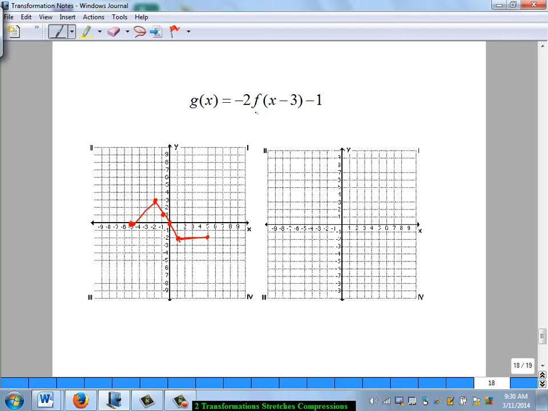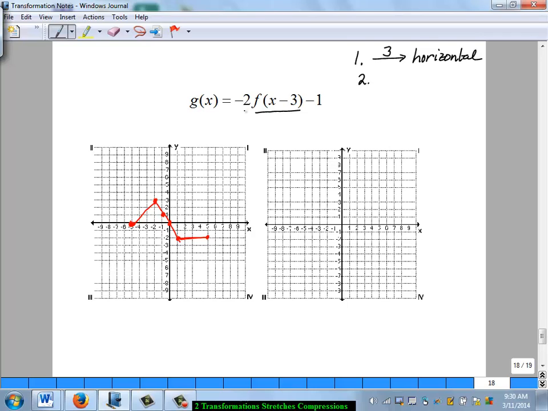So the first thing we do is work inside out, so we start with the inside changes. I'm moving all my x's 3 to the right, so I'm doing a horizontal shift. And it's the opposite, so it's going to move 3 to the right.